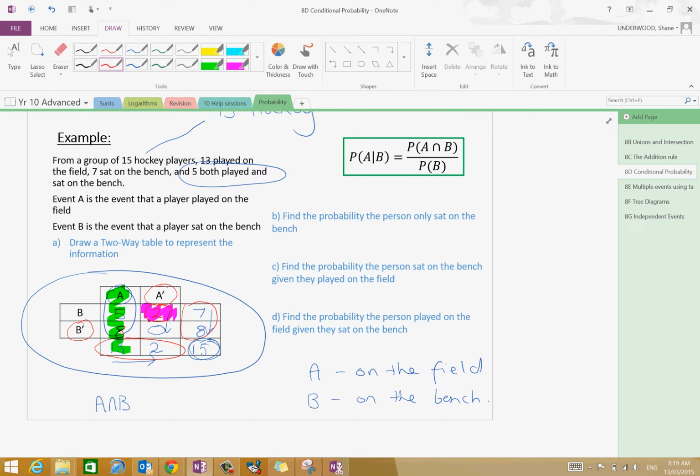Okay, you're probably asking yourself, what was that one? Well, we're talking about 15 players that played. So the probability of not A and not B is equal to 0. It just can't happen. So we've drawn a two-way table.